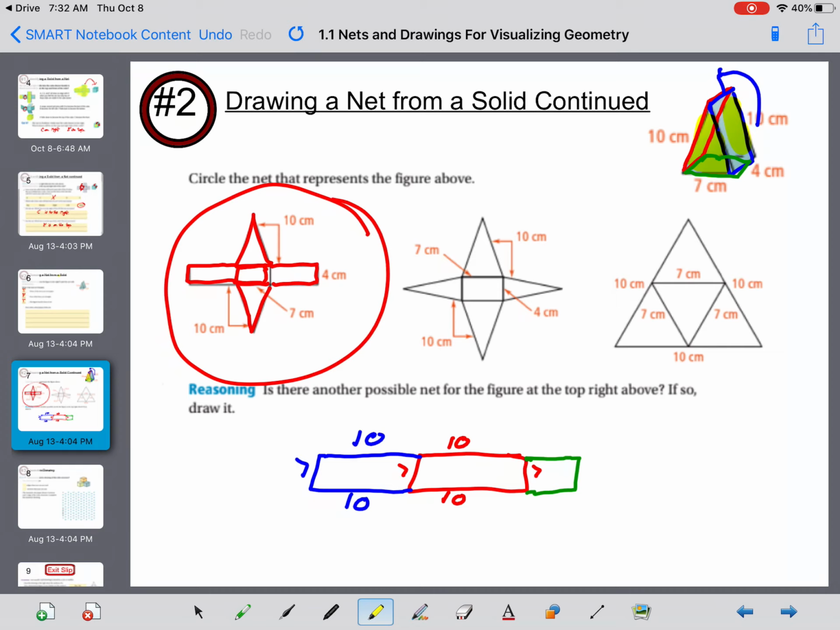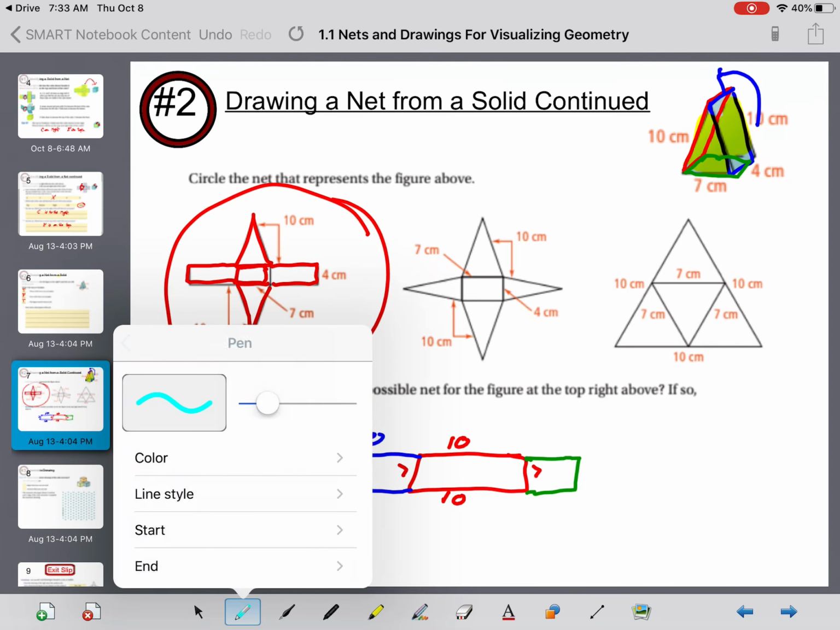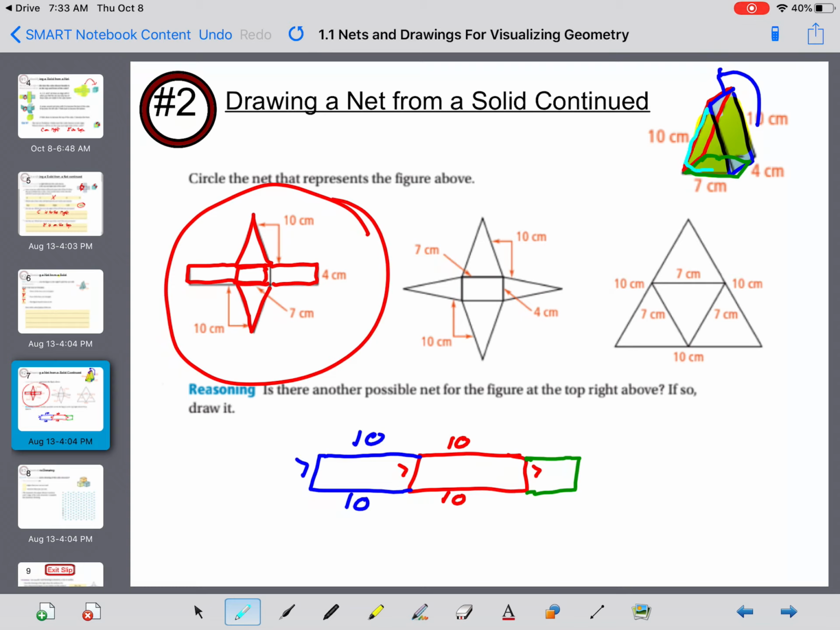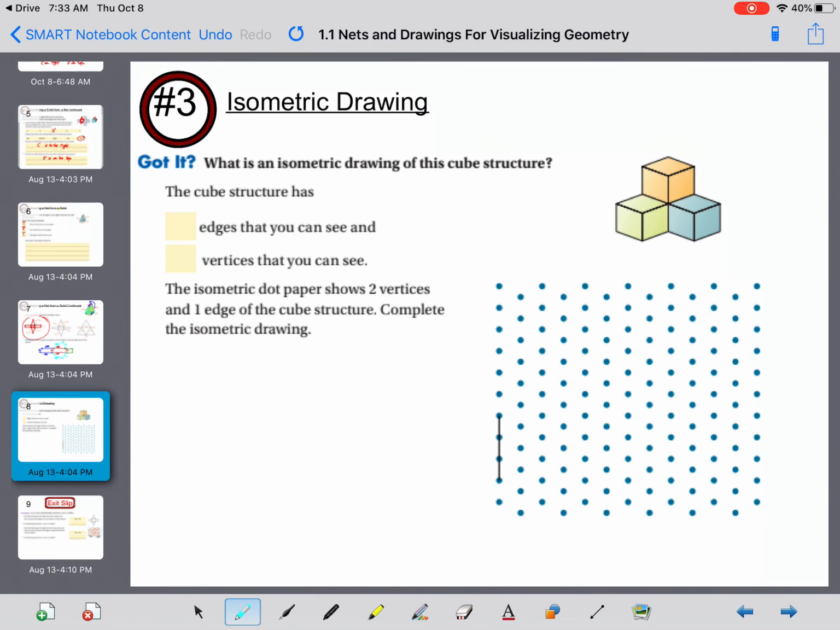And the last thing you have to worry about is your triangles, the one in the front and the one in the back. I know this is tough to see. And they would come out this way. And the sides of these are 10 by 7. Okay, so here's another possible net. Very abstract thinking, I know.